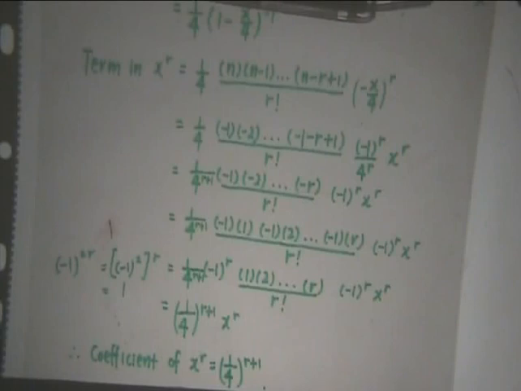So I can see from here that the coefficient of x to the power of r is simply 1/4 to the power of r plus 1. Okay? I hope it makes sense to you.